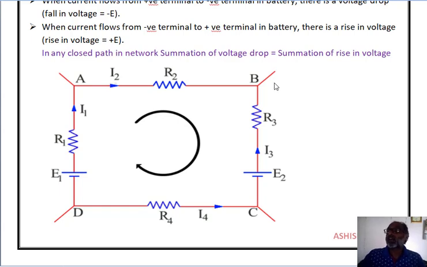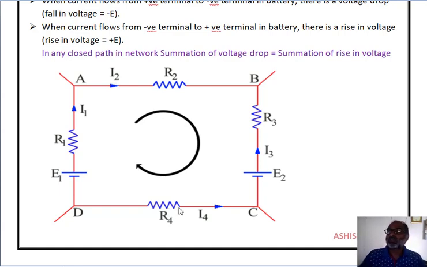Now let me take one network. So now here is one network A, B, C, D. It consists of resistances R1, R2, R3, R4, and active sources E1 and E2 are used as voltage sources. Now I1 is the current passing through resistance R1, I2 is the current passing through resistance R2, I3 is the current passing through resistance R3, and similarly I4 is the current passing through R4.